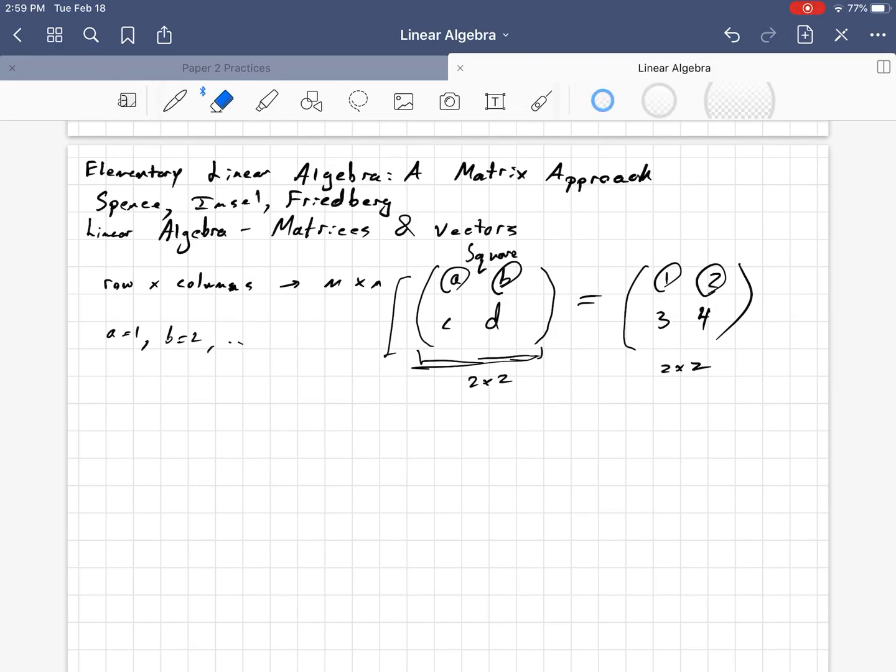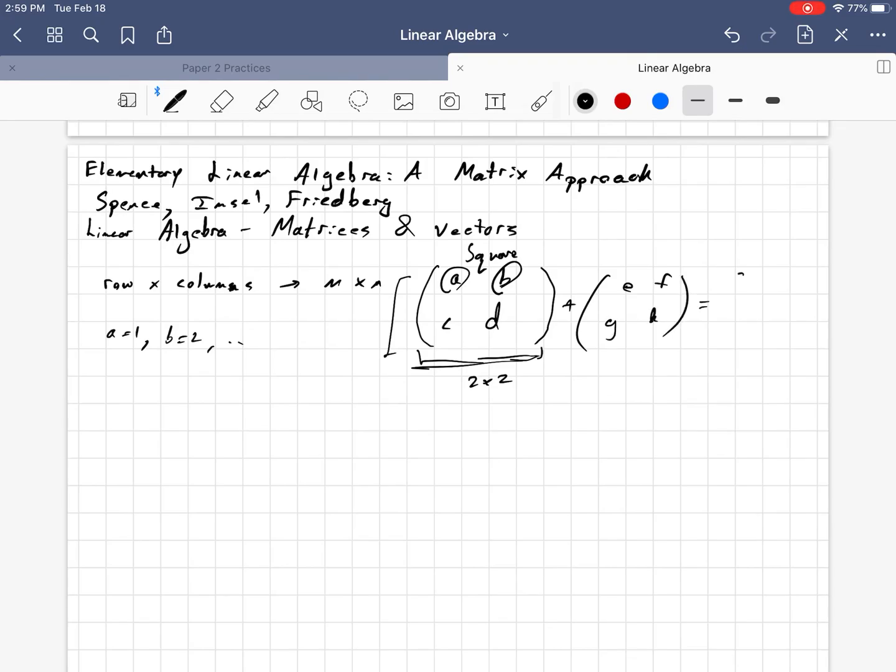And matrix addition is defined pointwise. So what this means is, let's say I'm adding the matrix E, F, G, H. What I get in the first row, first column is A plus E, and then a B plus F in the second column, C plus G, and D plus H. So that's what we mean by pointwise. If you imagine each entry as a point, we have to use each of the points in the matrix.